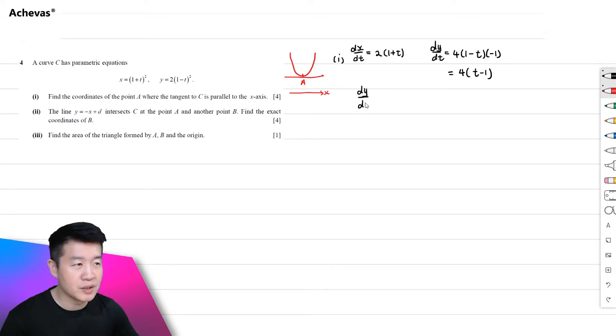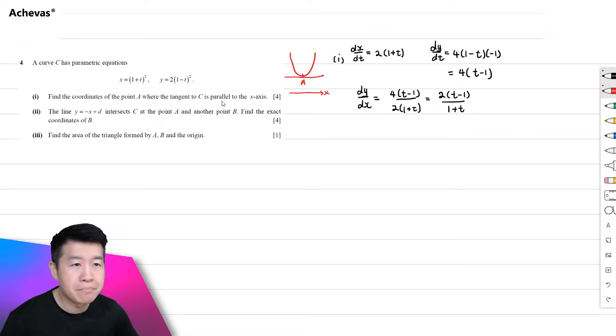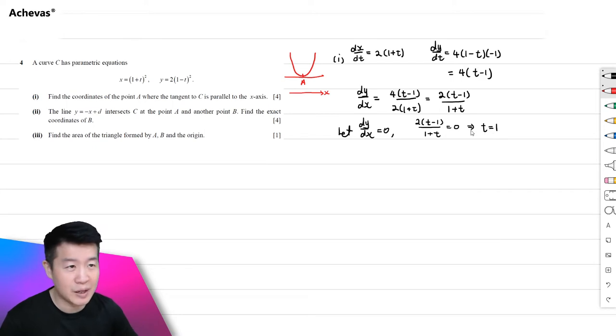So from here, we can deduce dy/dx, which is dy/dt divided by dx/dt. So 4(t minus 1) divided by 2(1 plus t). And this is equal to 2(t minus 1) divided by (1 plus t). And since the question says that the tangent is parallel to the x-axis, we can see the tangent is horizontal. So we are going to be letting dy/dx be equal to 0. So if dy/dx is equal to 0, that means 2(t minus 1) divided by (1 plus t) is equal to 0. So this tells me that t must be equal to 1, right? The numerator must be equal to 0 in this case.